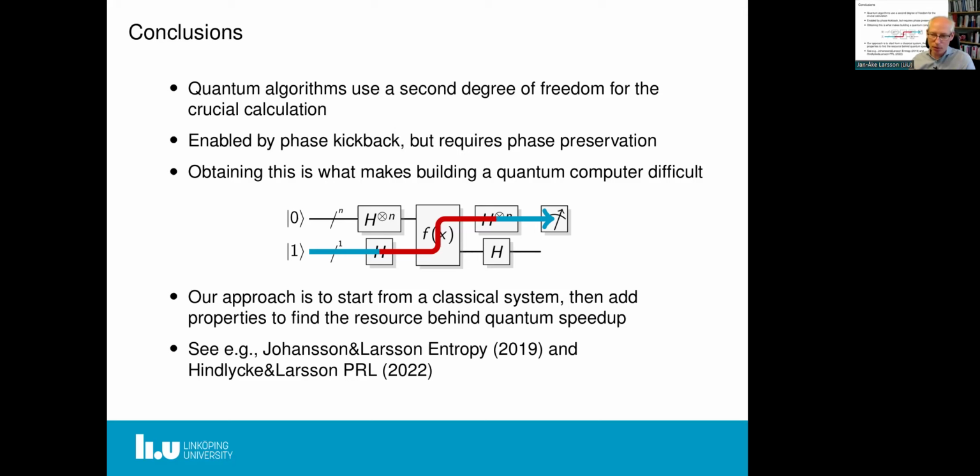And we believe that obtaining this is what makes building a quantum computer difficult. It's not enough to have a unitary that gives you the right function map. You also need the right phase map. And we're trying to extend the result by starting from a classical system and adding properties. We're attempting to find the resource behind the quantum speedup, and here are references for the papers.